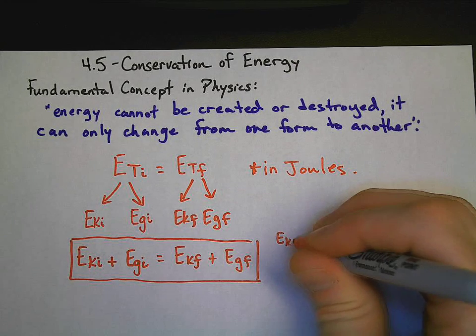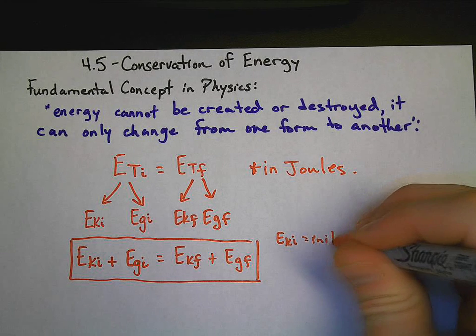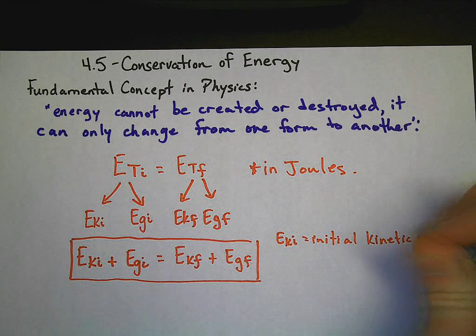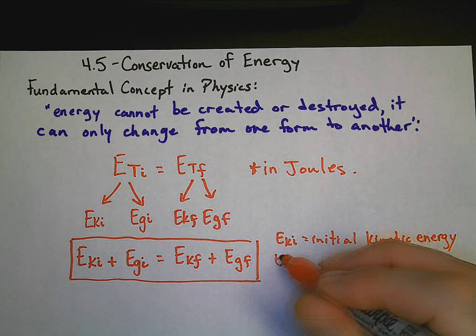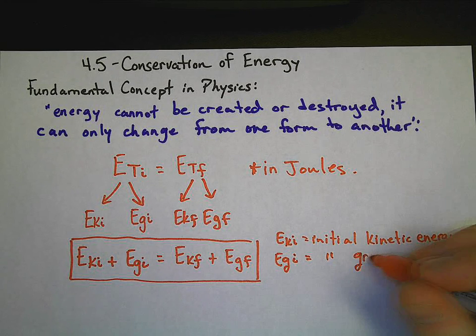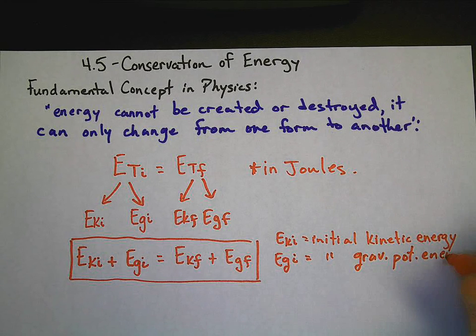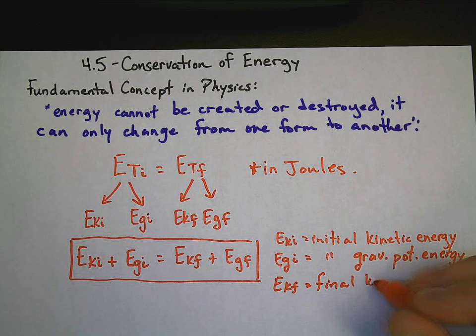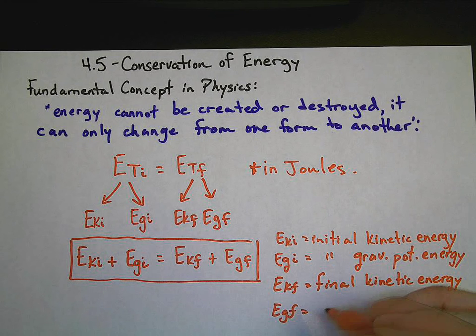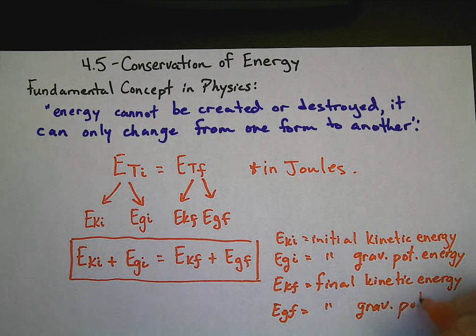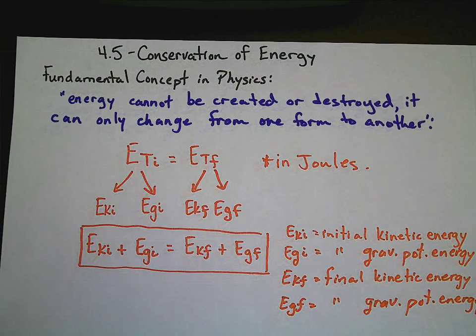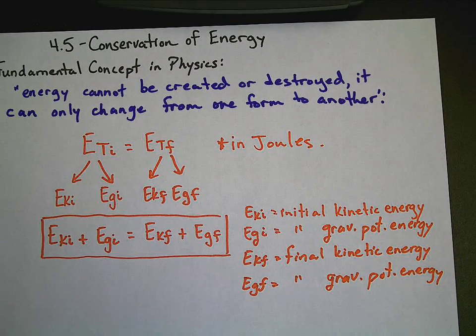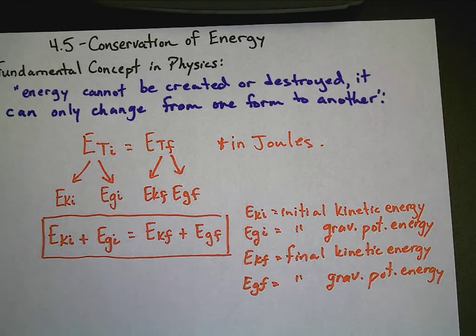And this is where EKI is representing our initial kinetic energy, EGI is our initial gravitational potential energy, EKF is our final kinetic energy, and EGF is our final gravitational potential energy. Knowing all this can help us calculate either the final speed, initial speed, maximum height, etc. That's what we're going to do through our two examples, looking at a couple of different scenarios that arise.